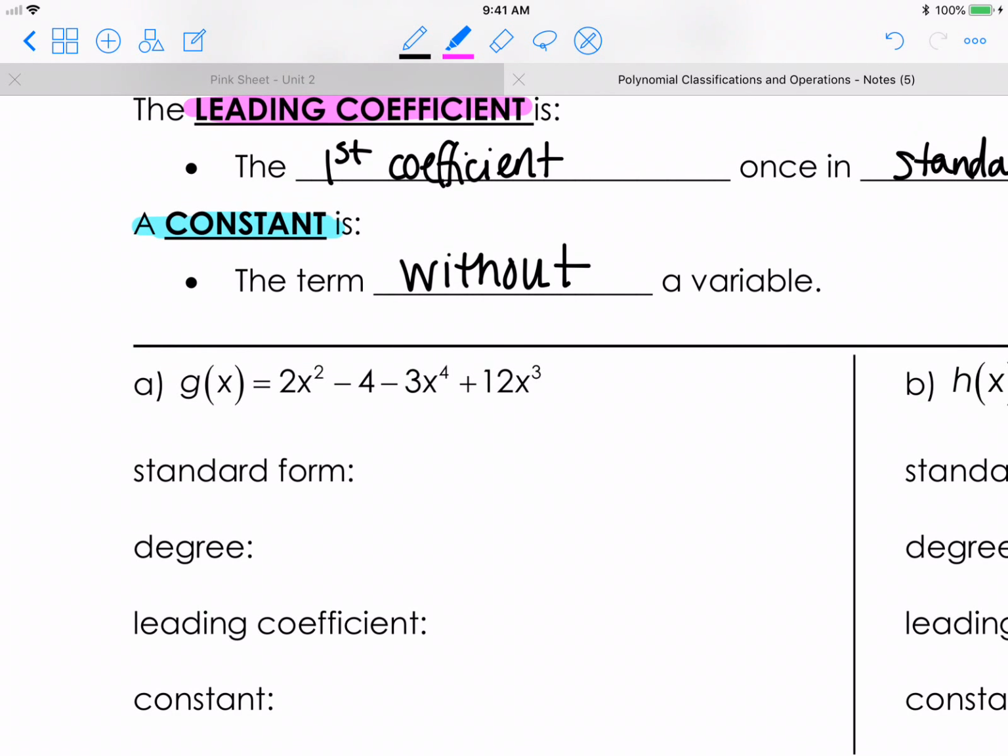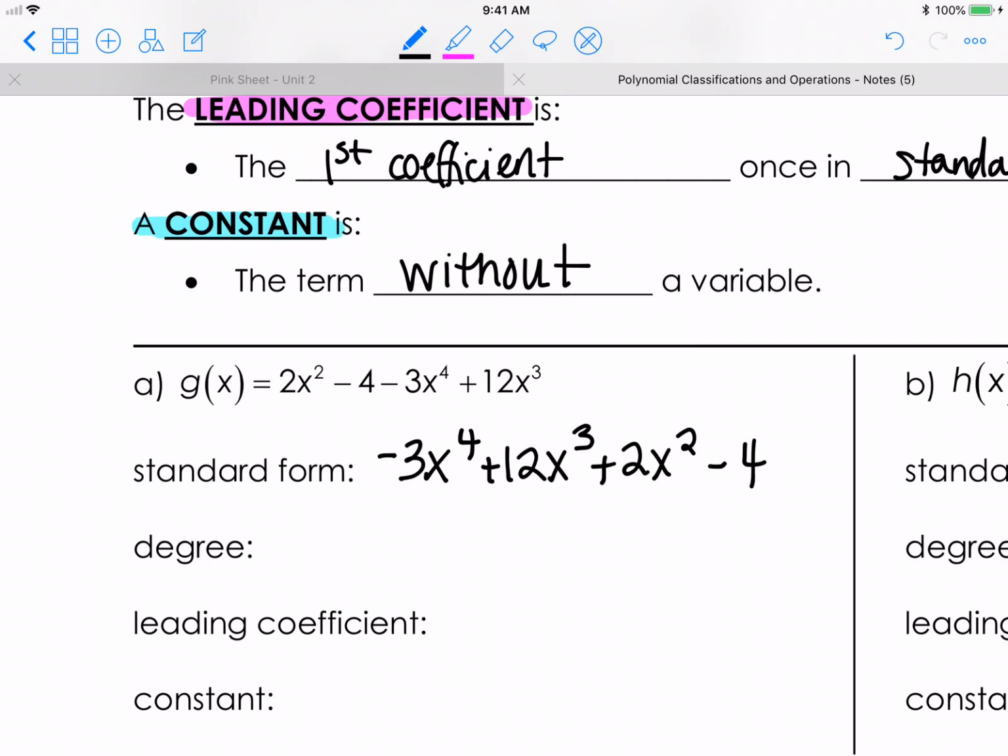Okay, so let's do some examples, and let's put A in standard form. So you look for the highest degree. So let's see, I see a 4. So you take that negative 3x to the 4th. Okay, so then you go to the next one. Do we have a third? And we do. Plus 12x to the 3rd. Then go down to 2. Do we have an exponent of 2? Yes, we do. And then your constant would be negative 4.